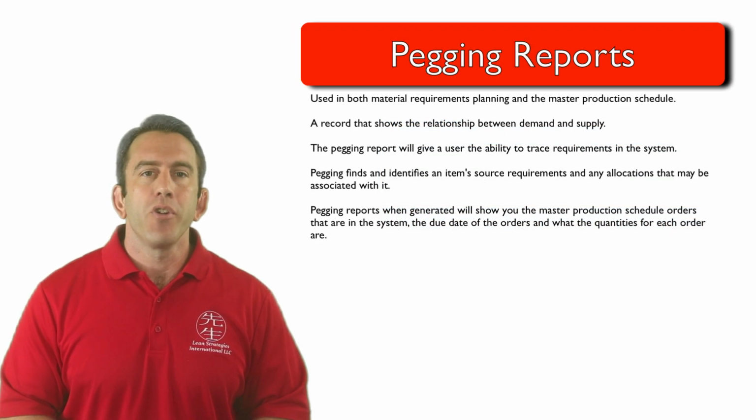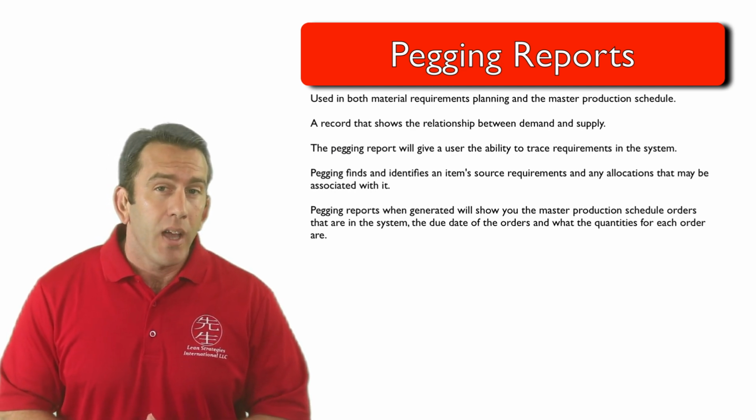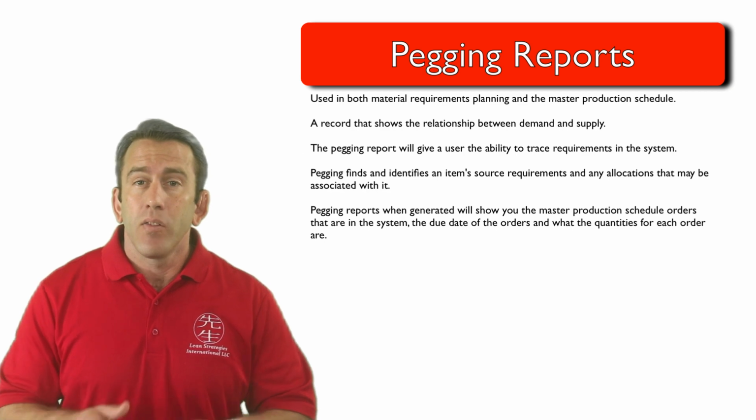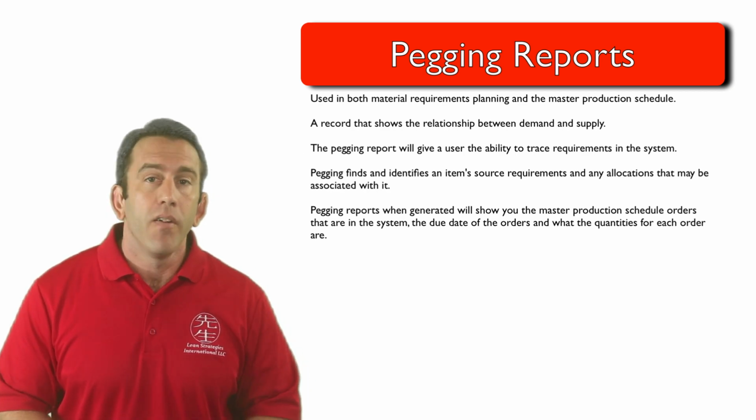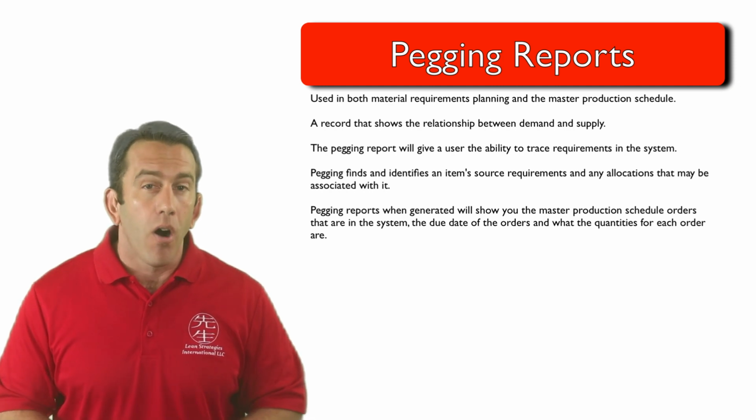Pegging reports, when generated, will show you the master production schedule orders that are in the system, the due date of the orders, and what the quantities for each order are.